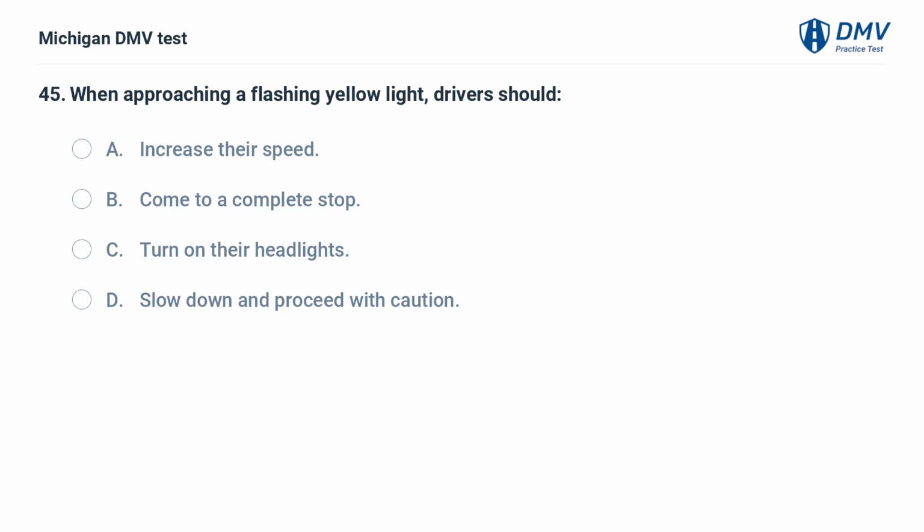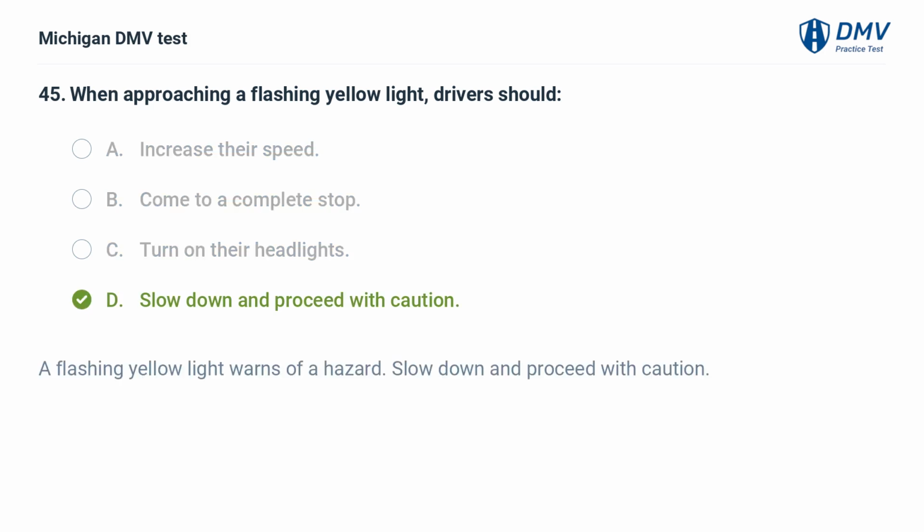When approaching a flashing yellow light, drivers should A. Increase their speed. B. Come to a complete stop. C. Turn on their headlights. D. Slow down and proceed with caution.